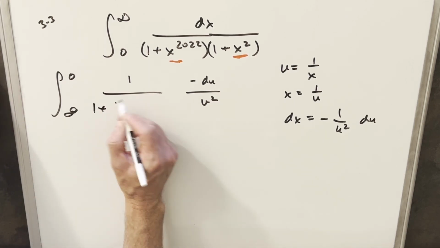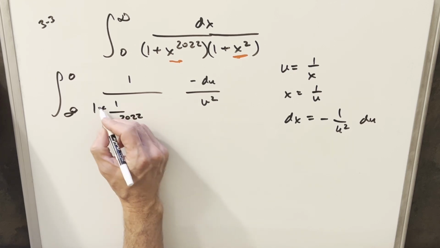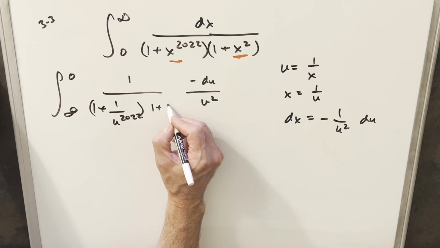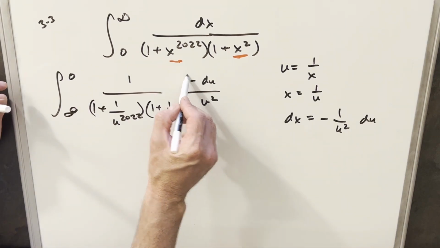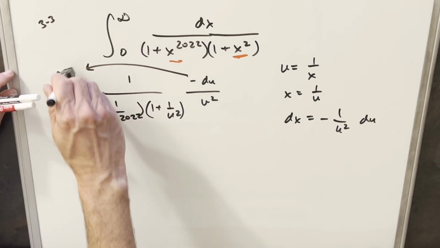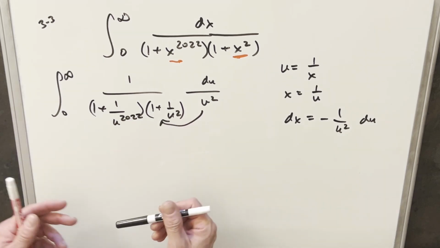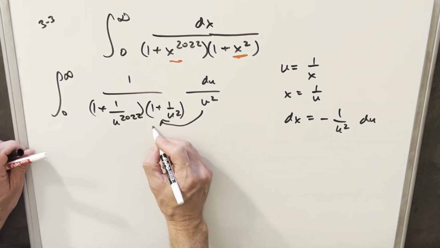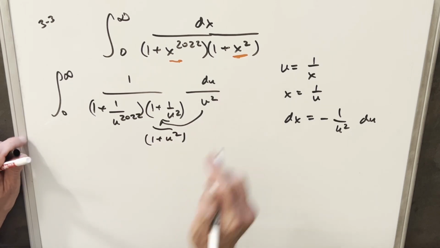So we're going to have, instead of x here, 1 over u to the 2022. And this is going to become 1 plus 1 over u squared. What I'll do is take this minus sign, bring it out front, and use it to swap the bounds so we can put it back to the way it was. And then I'm just going to multiply this u squared in here. When I multiply this in, it's actually just going to become 1 plus u squared, which is kind of like what we have right there.